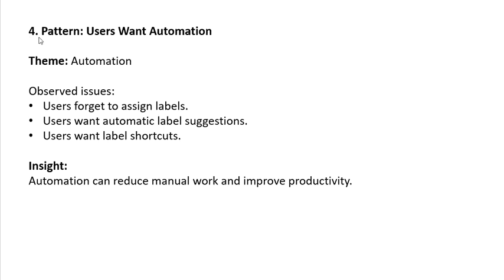The fourth and last pattern is that users want automation, and the theme is automation. The observed issues: users forget to assign labels, users want automatic label suggestions to be given, and users want label shortcuts. So the insight is that automation can reduce manual work and improve productivity.